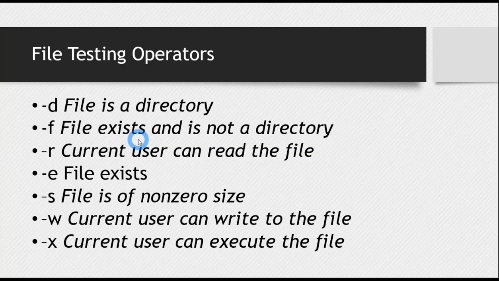There are different file testing operators in shell programming. Let's look at them first, and then I will tell you how to use them. So we have a set of 7 operators right here. So first of all, let's look at -d.